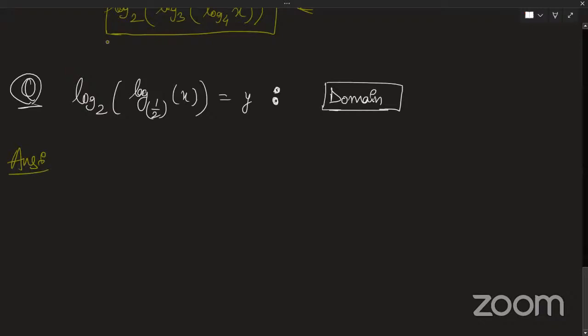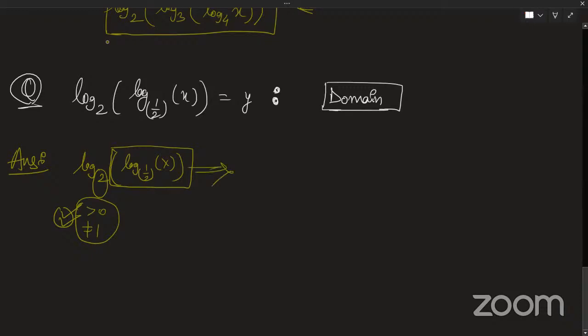So I have log base 2, then whatever I have inside, I don't care. Why should I care for whatever is inside? I will just take this quantity. I have log base 2 and this thing. So my base is already sorted. My base is greater than 0 and not equal to 1. So I will take this quantity and apply the constraint on this. This has to be greater than 0. Correct? So tell me.